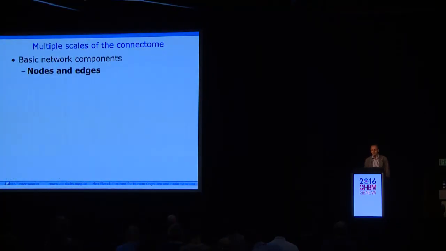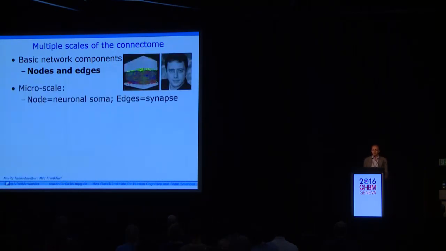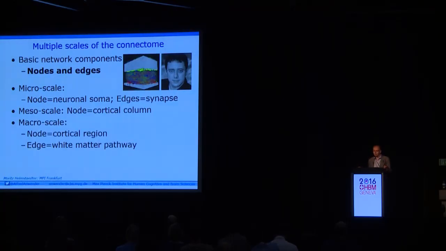But first of all, what we need for the connectome: first we need nodes and edges, so the endpoints and the connections, and we have to characterize them. On the micro scale, as done by Moritz Helmstaedter from the MPI in Frankfurt, he defines the nodes as the neurons and the edges as the synapses. So these are the connections. If you go to the mesoscale, then the nodes are the columns, and if you go to the macro scale, then the nodes are cortical regions, and the edges are the white matter pathways.